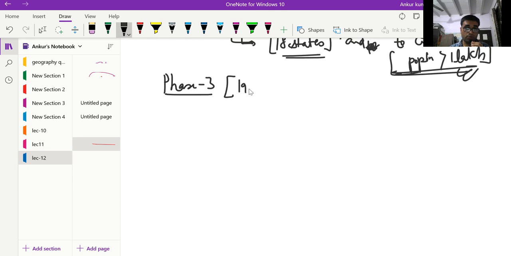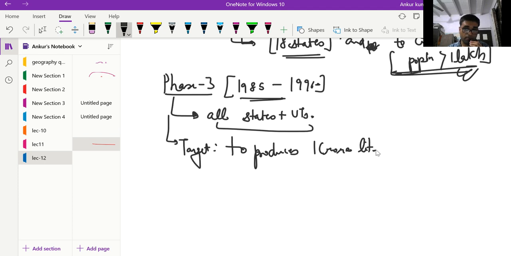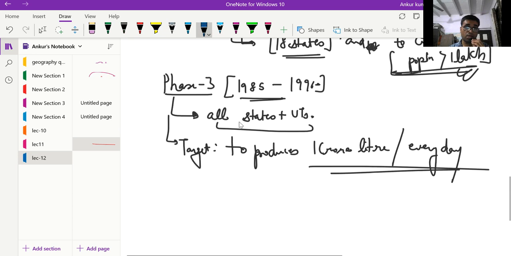It was launched in 1985 and it lasted till 1996-97. It included all the states plus union territories, and the main target was to produce 1 crore liter of milk every day, right? So this was the main target here, and in this phase India emerged as the largest producer.